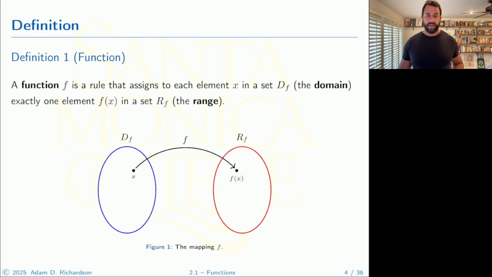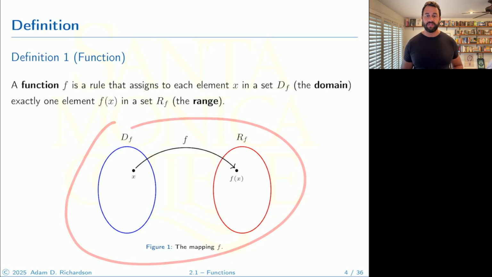Right. Okay, now there's a few things that I need to emphasize here. So for one, a function is a rule. It's basically a process. It's something that tells you what you want to do to stuff, right? And what it does is it takes an element in its domain and it assigns an element f of x in the range. So pictorially, you can really think of a function using this picture.